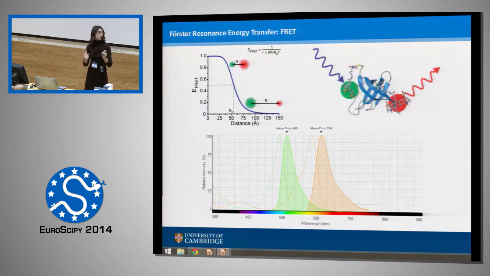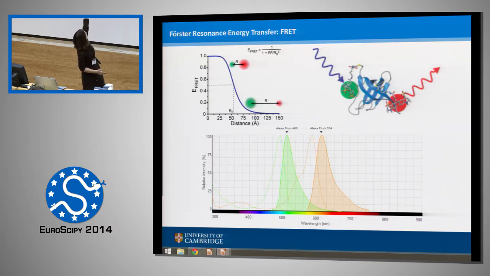Well, it relies on a physical phenomenon called Förster resonance energy transfer. What is this energy transfer? Well, if you choose two fluorophores so that the emission spectrum of the donor overlaps with the excitation spectrum of the other fluorophore, then you can effectively excite the donor fluorophore and see photons emitted from the acceptor fluorophore. And this is a distance-dependent effect.